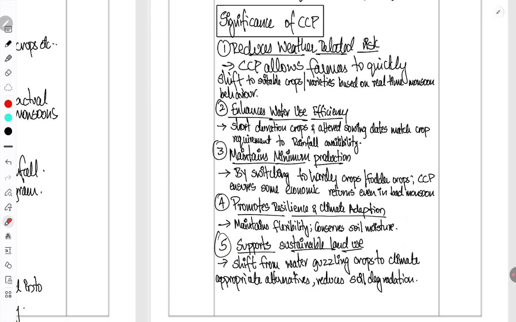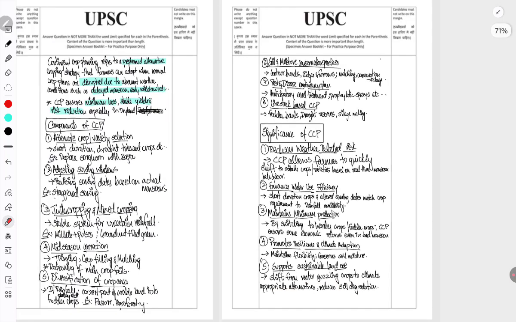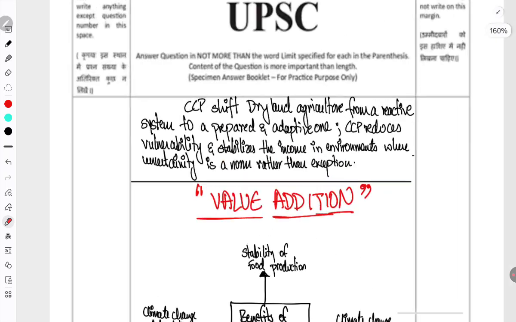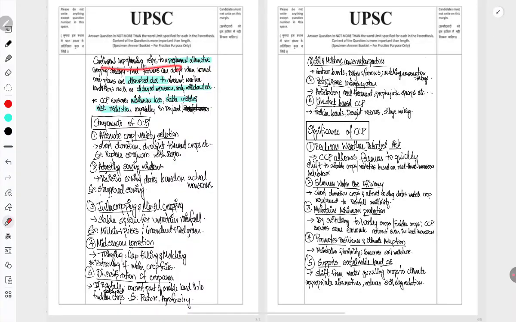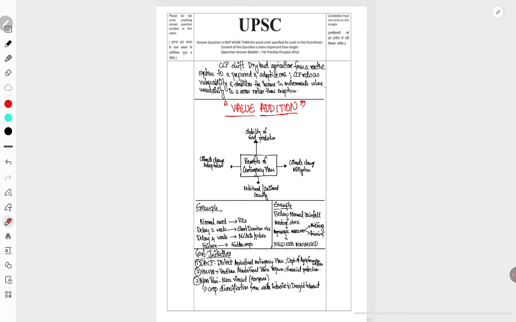It should be multidimensional, broadly linking to the climate change adaptation. Like it maintains flexibility, it conserves soil moisture, and also it supports sustainable land use, like from water guzzling crops, that is water intensive crops, to climate appropriate alternatives, and it reduces soil degradation, etc. And finally, so these are the basic introduction, components, significance, and next comes the conclusion.